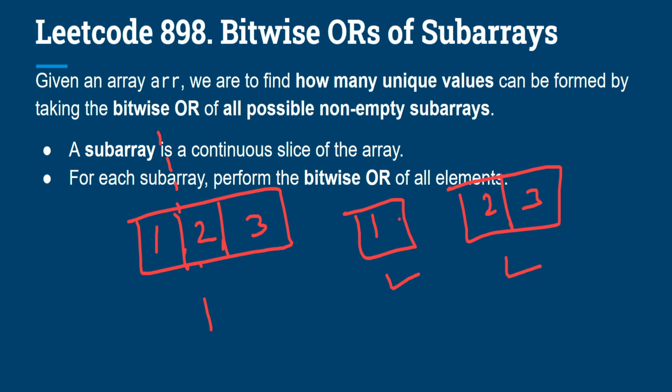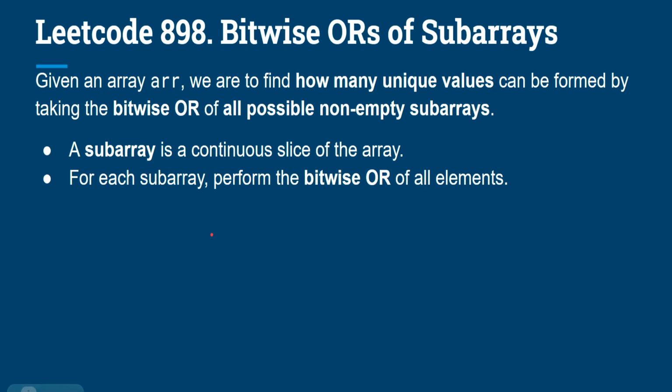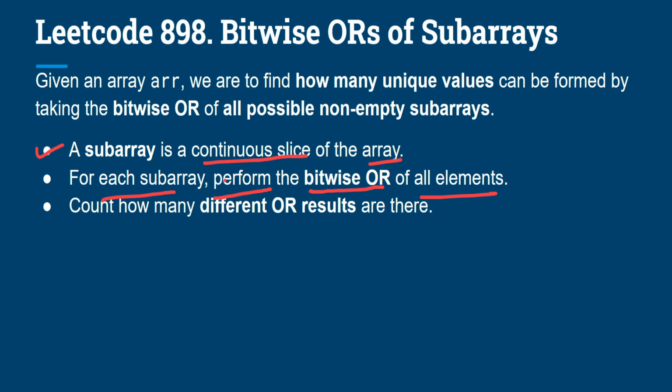There can be more possibilities of subarrays, including each element independently, and then combinations of the array, which we have already understood in the last 3 days. So subarrays are continuous slices of the array, and on each subarray's elements we have to perform the bitwise OR operation. Understand? This is what the question is saying.